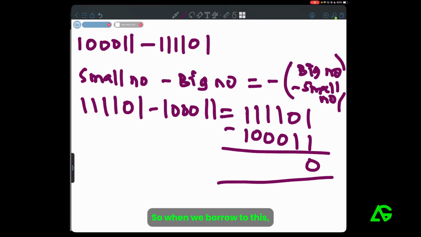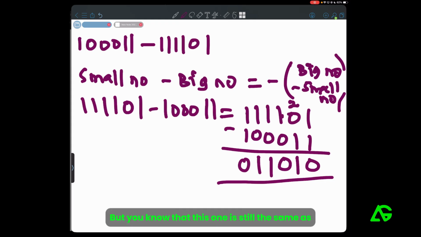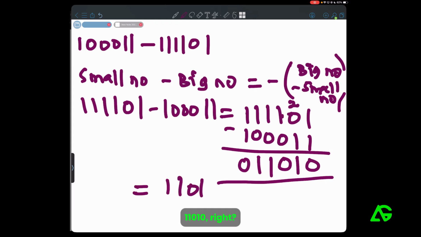Yes. So when we borrow, this one becomes what? 2. So what is 2 minus 1? 1. So what do we have here now? 0. So 0 minus 0 is what? Yeah, we still have 1, right? So 1 minus 0 is what? 1 minus 0 is what? And 1 minus 1 is what? 0, right? But you know that this is still the same thing as 1, 1, 0, 1, 0, right?